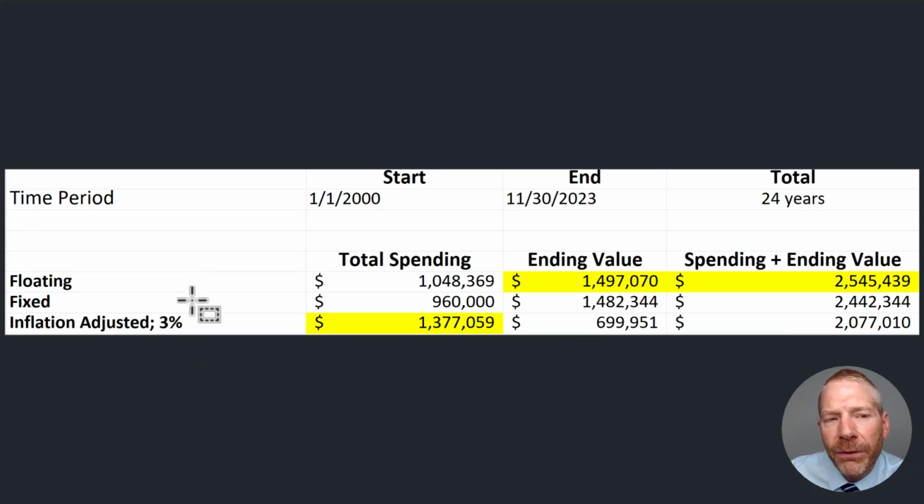The fixed and the floating distribution methods had comparable spending levels, but a lot more money in terms of ending value. Over here on the far right column, I've got the spending plus ending, which I would consider the total return to the family. And you can see that the fixed and the floating give a lot more total return overall to the family than the inflation adjusted strategy.